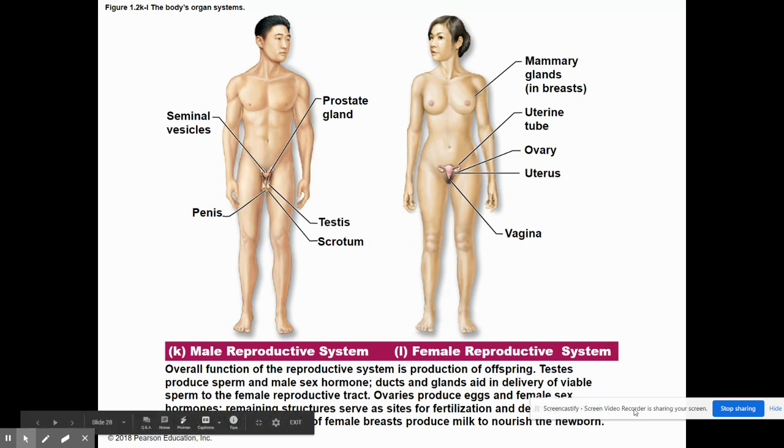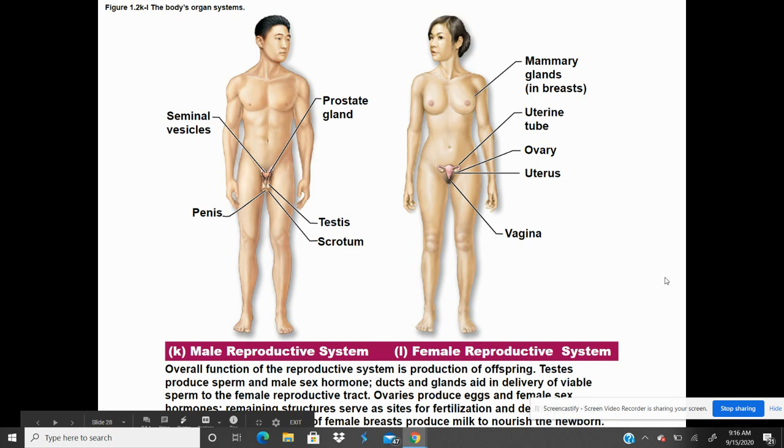The main function of the reproductive system is the production of offspring. So in the men, the testes produce sperm and the male sex hormone, and the ducts and glands aid in delivery of viable sperm to the female reproductive tract. In the woman, the ovaries produce eggs and female sex hormones such as estrogen, and the remaining structures serve as sites for fertilization and development of the fetus. And once the baby is born, the mammary glands of the female breast produce milk to help nourish the newborn.